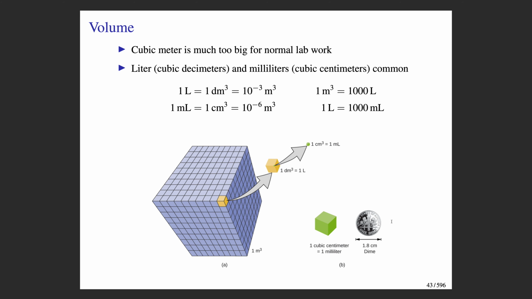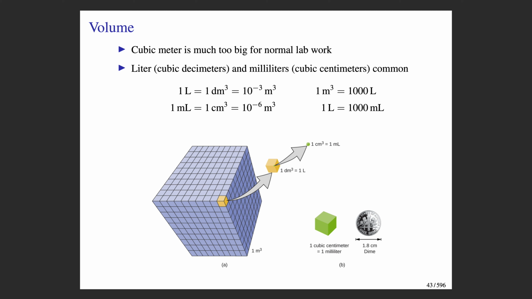We'll get to them all in good time. A few words about volume. The SI unit of volume, the cubic meter, is actually a very large volume, much too large for normal lab work. Instead, we use the unit liter, which is actually a cubic decimeter. Recall that the SI prefix deci means 10 to the minus 1. And so a cubic decimeter is 10 to the minus 1 meters cubed. So 1 liter is 1 cubic decimeter, which is 10 to the minus 3 cubic meters. So 1 liter is a lot smaller than 1 meter cubed. It's about a thousandth of a meter cubed.